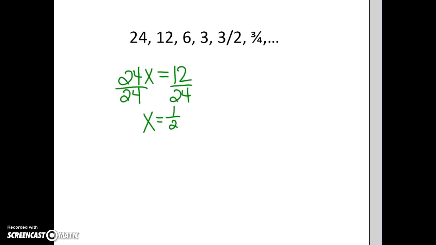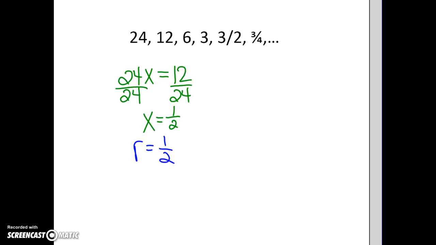Now let's check and make sure this works for all of them. If we multiply 12 by 1 half, do we get 6? If we multiply 6 by 1 half, do we get 3? If we multiply 3 by 1 half, do we get 3 halves? And if we multiply 3 halves times 1 half, do we get 3 fourths? We do to all of those. So our common ratio is r, and r equals 1 half.